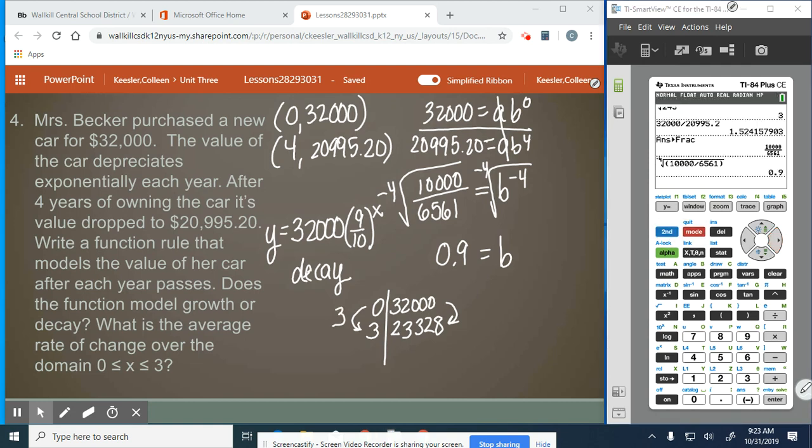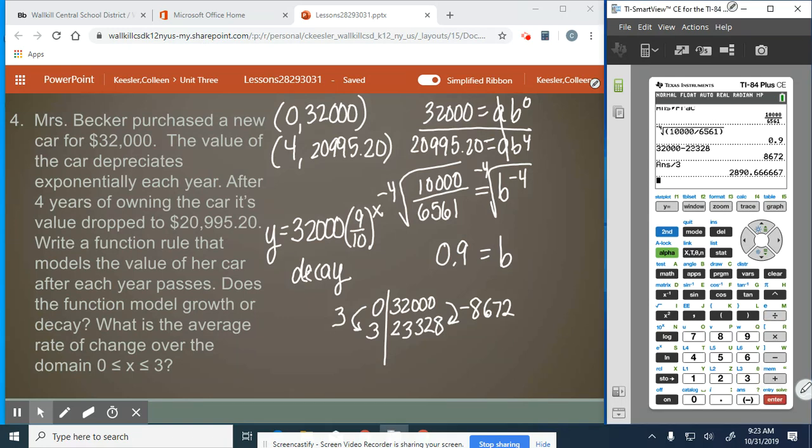Now we can find our average rate of change here. So this is obviously increasing by 3. 32,000 minus 23,328 is 8,672. So it's decreasing by 8,672. Find the average rate of change by dividing by 3. And we get 2,890.67, we'll round, per year. So we can say it's decreasing by $2,890.67 per year, which is the average rate of change for this scenario.